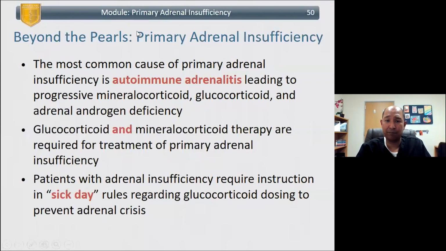Most common cause of primary adrenal insufficiency is still autoimmune adrenalitis, leading to progressive mineralocorticoid, glucocorticoid, and adrenal androgen deficiency. Glucocorticoid and mineralocorticoid therapy are required for primary adrenal insufficiency. Don't get tricked by my question. Patients with adrenal insufficiency require instructions during a sick day. And don't forget that medical alert bracelet they need to be on.